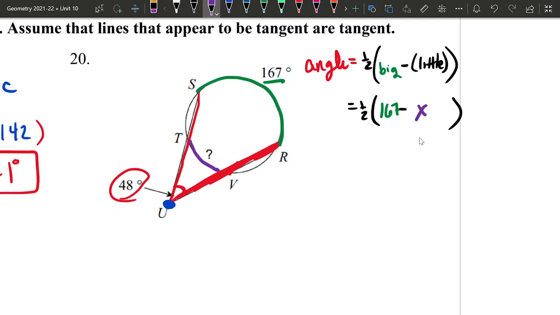So I don't really need the second set of parentheses in this one around little, because it's just an X. There's nothing to distribute. And that's angle. And the angle is 48 degrees.